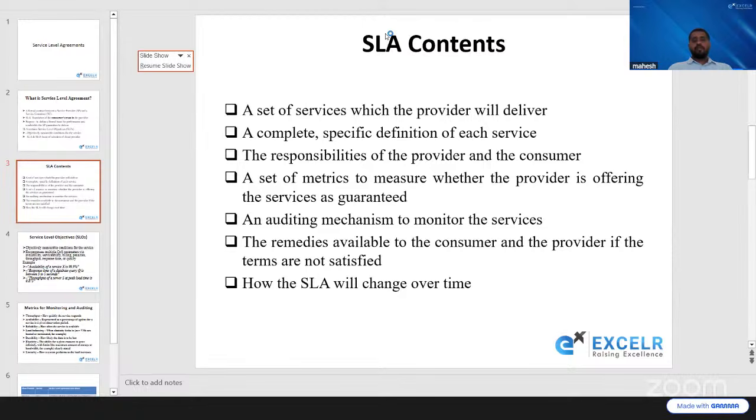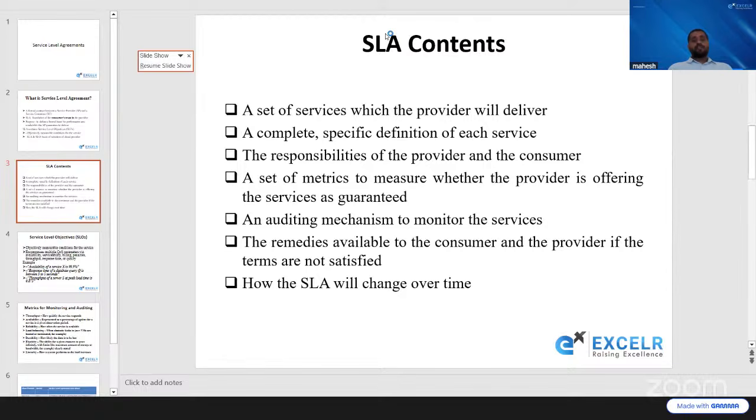A complete specific definition of each service, the responsibilities of the provider and the consumer. What are the basic responsibilities? What actually does the customer have to do? What actually does the provider have to do? What are the different responsibilities we are supposed to have? All these things are very, very important as well.